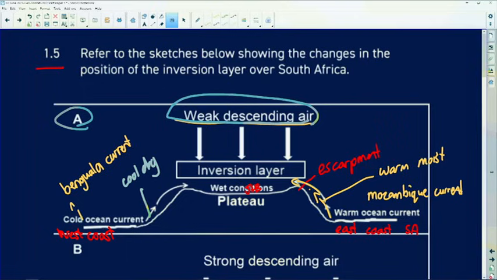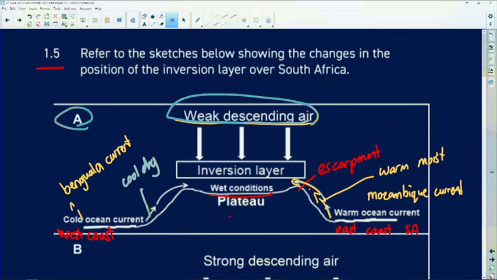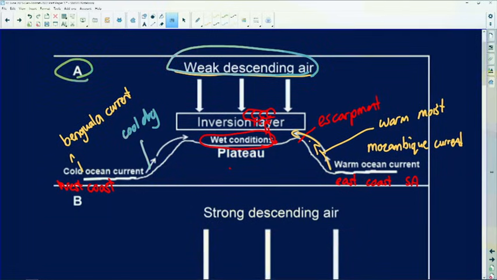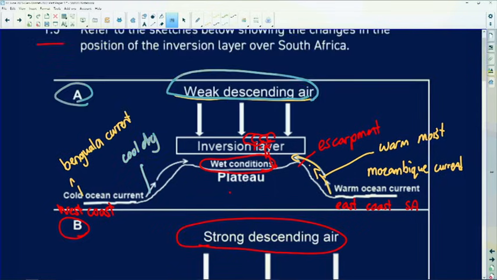And as you can mention, I just want to wipe this out because there's some important information. As you can see, they've mentioned over here wet conditions being experienced. Why? The reason why is because this warm, moist air is able to go over the escarpment onto the plateau. It's allowed to rise, cool, condense, and form clouds and rain. Now, at B, we have the Kalahari present during winter. So, this is definitely summer.